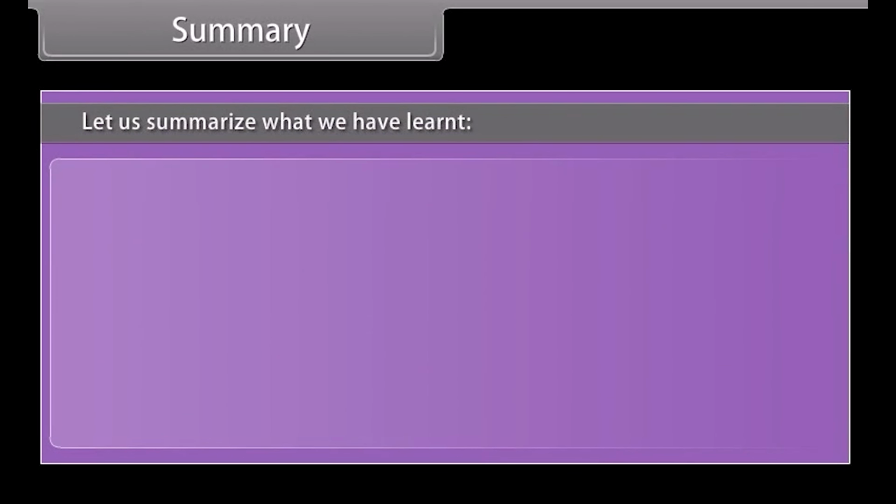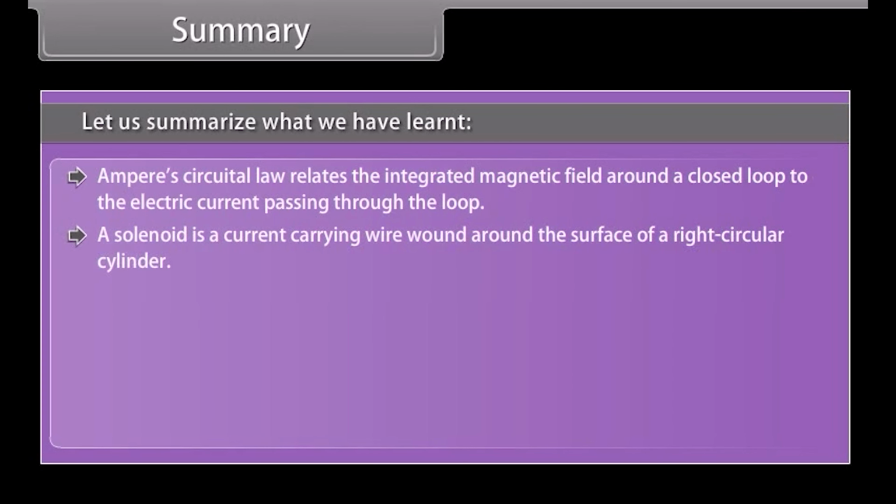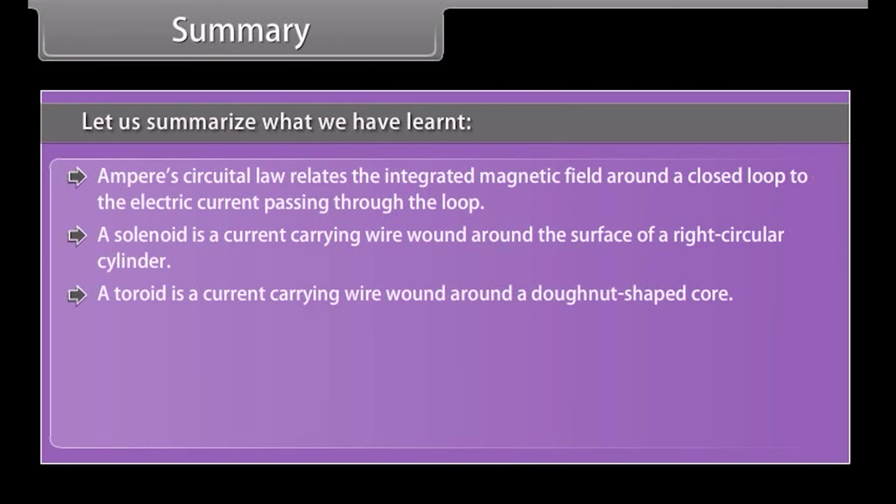Summary. Let us summarize what we have learned. Ampere's circuital law relates the integrated magnetic field around a closed loop to the electric current passing through the loop. A solenoid is a current-carrying wire wound around the surface of a right circular cylinder. A toroid is a current-carrying wire wound around a donut-shaped core.